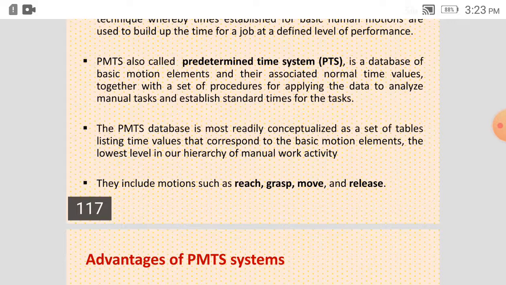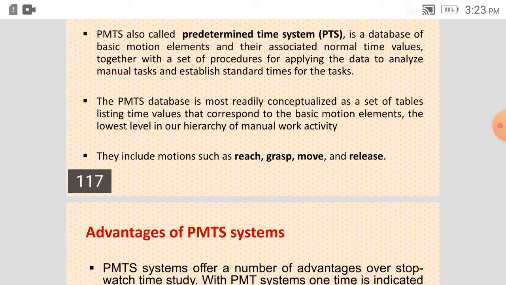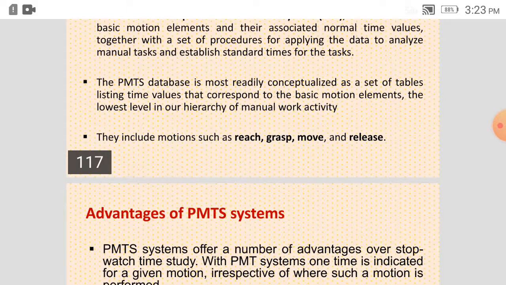That is what is PMTS. The PMTS database is most readily conceptualized as a set of tables listing time values that correspond to the basic motion elements. So every element has its own time, and all these time values are charted in a chart, corresponding to the basic motion elements, and this we can say can be used as a database.